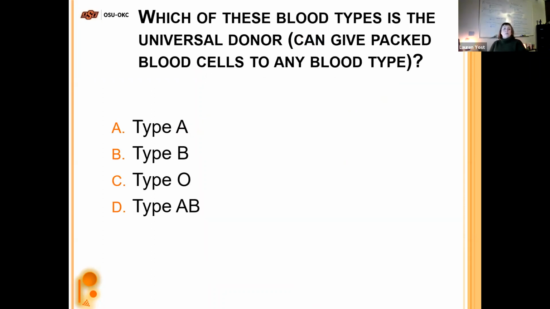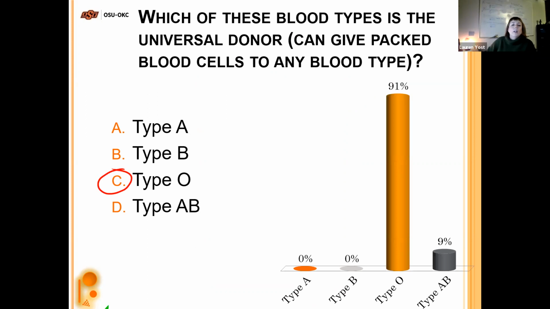So which of these blood types is a universal blood donor? It can give packed blood cells to any blood type. The cells is the O. Don't care about the O surface, right? That can go to anybody.